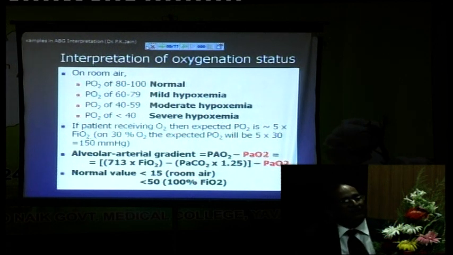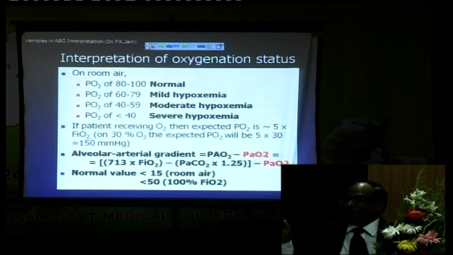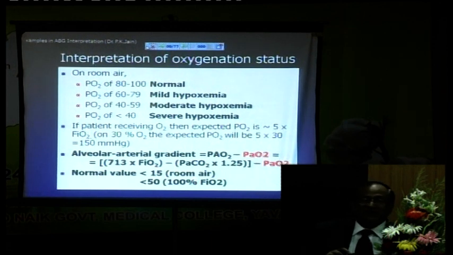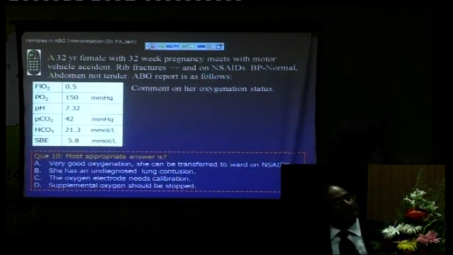You do that by 713 into the FiO2 which you are giving minus PCO2 into 1.25. This gives you alveolar, and the red one is the arterial. Subtract them, you get 15. Alright. If it is less than 15 or 15, patient has no lung problem. Though PO2s are low, the cause is extrapulmonary. If the gradient is high, then only you can suspect a lung disease. That is the important point. Now let's do this question.